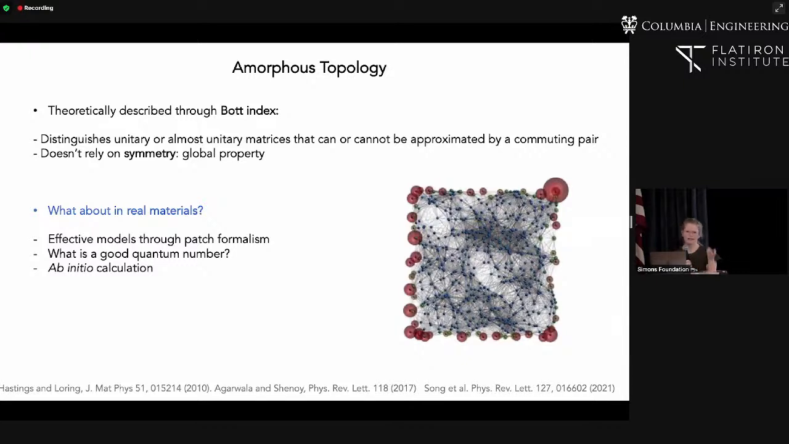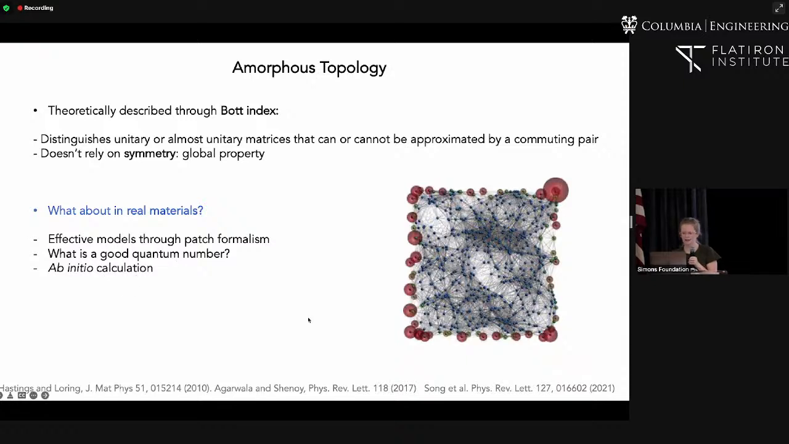Basically, a tight-binding Hamiltonian where, rather than using a regular lattice, we use different ways of describing amorphous networks. Here's an example on the right, a paper by Agarwala and Shenoy from 2017, where you can see the edge states. But what I'm going to talk about a little bit today is what is a good quantum number in an amorphous material, and how do we actually calculate it.